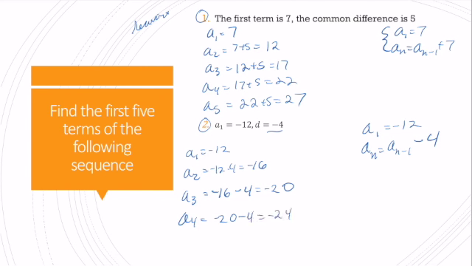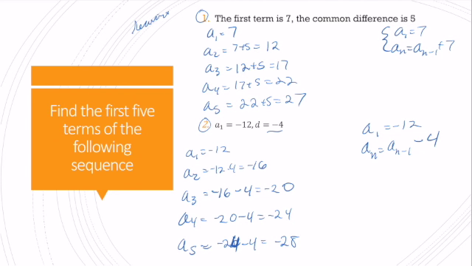And last, my fifth term, a sub 5, is -24 minus 4, which is -28. Okay? So these things build upon each other.